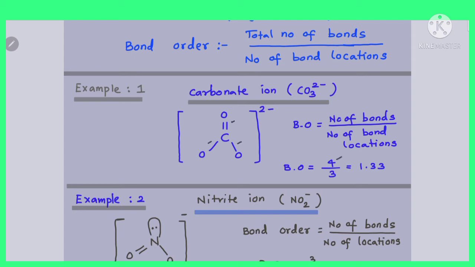This is divided by the number of bond locations. This one is 1, this one is 2, and this is the third one. So the number of bond locations is 3, and 4 by 3 is 1.33. For the carbonate anion, the bond order is about 1.33.